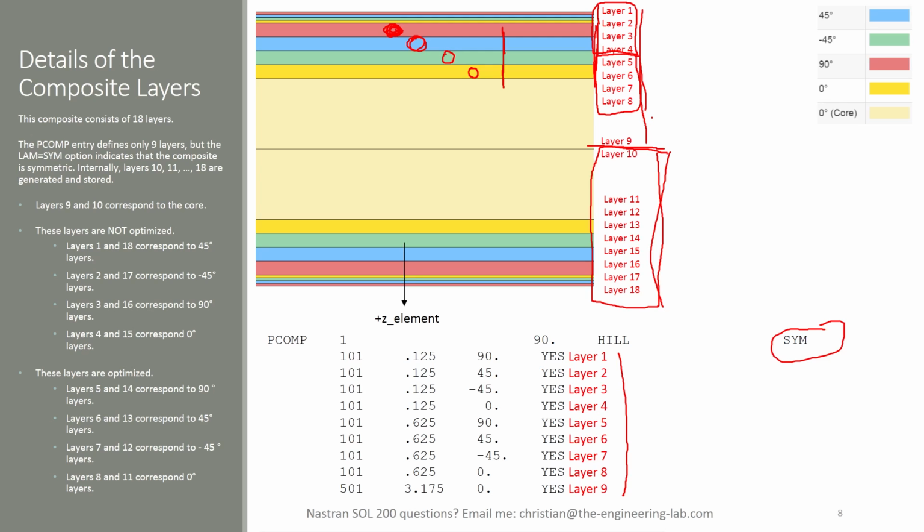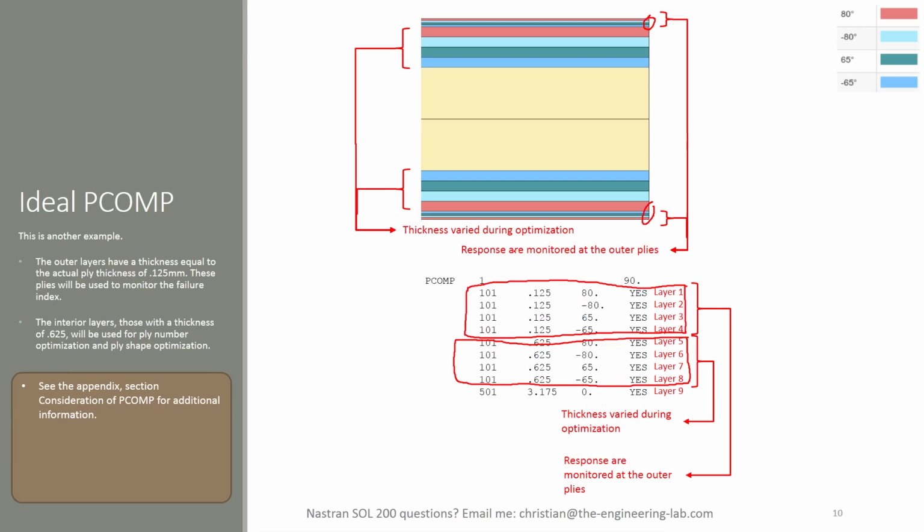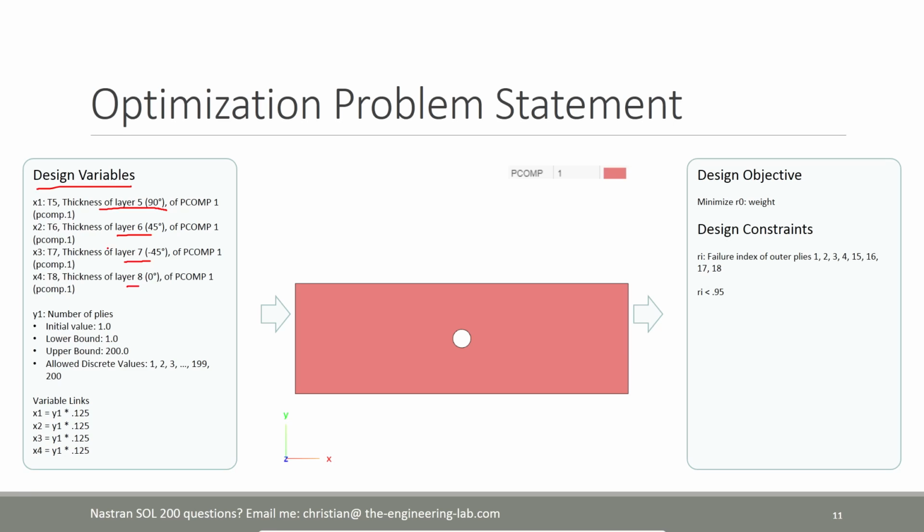Since this composite is symmetric, this will also modify layers 11, 12, 13, and 14. So that would be these layers also. So these are the only thicknesses we're going to allow to change during this optimization. Now, we don't want to work in terms of thickness. We want to work in terms of number of plies. So we're going to define the single variable number of plies.